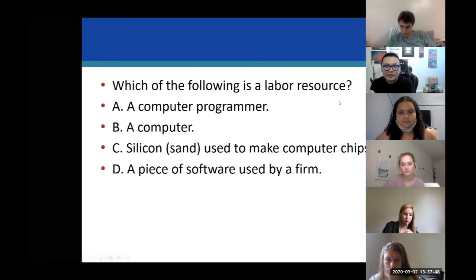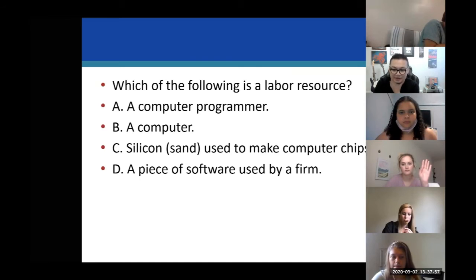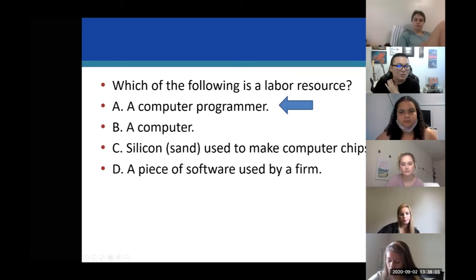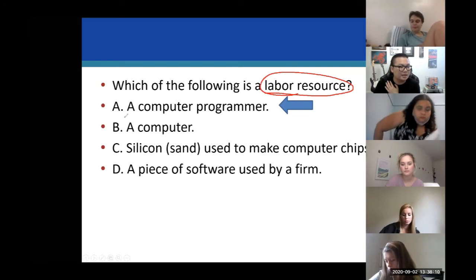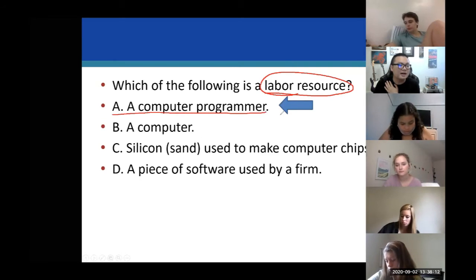Which of the following is a labor resource? Labor resource. Yes, Chloe. A. Okay, yeah, the answer will be A. Once again, the labor resource, we are talking about human resource. So in all these choices right here, the only one that is a human is A.